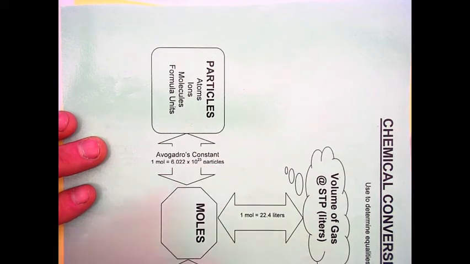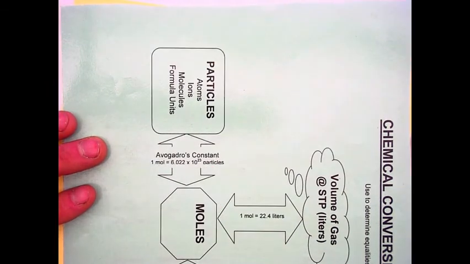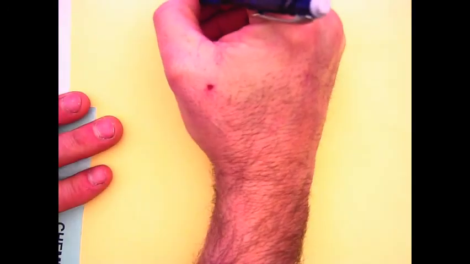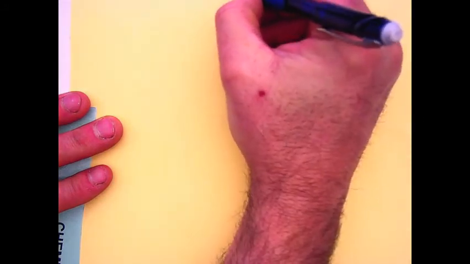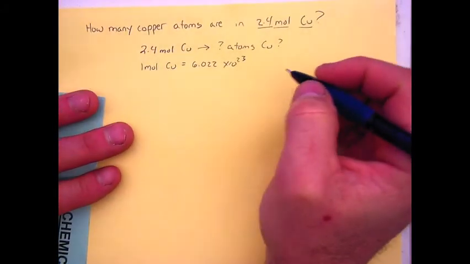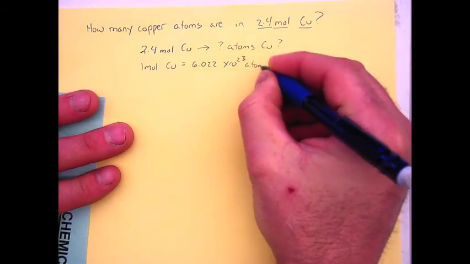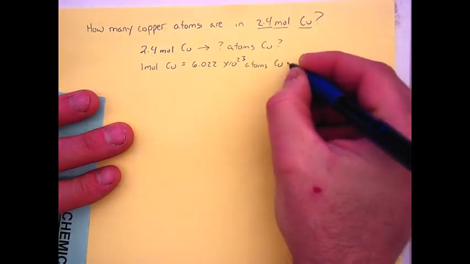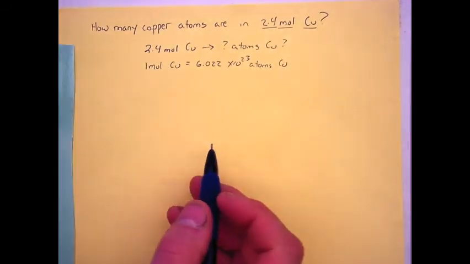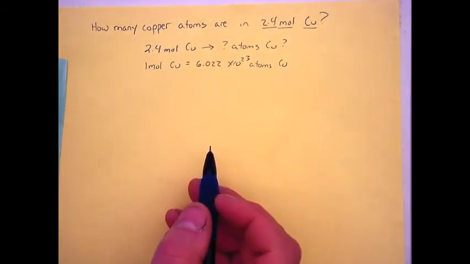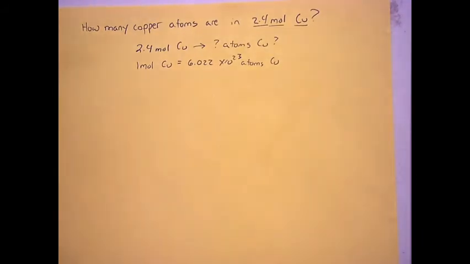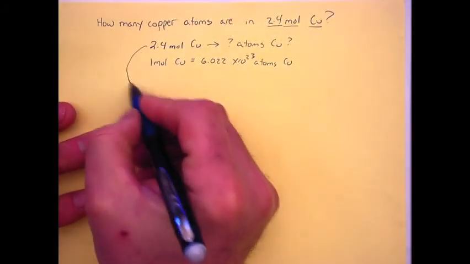Now we have to specialize and specify for this particular problem. So we say that 1 mole of copper is equal to 6.022 times 10 to the 23rd, and instead of particles, we utilize atoms of copper. Now, since this gets us to our end point and only 1 bridge is needed, we only therefore need 1 equality. We set up our grid.